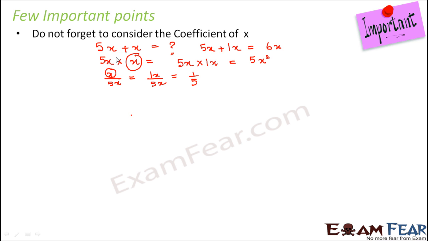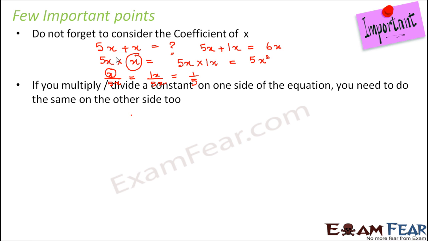Second point, if you multiply or divide a constant on one side of the equation, you need to do the same on the other side too. For example, you have an algebraic expression 3x plus 4 is equal to 9y minus 2. Let's say this is an equation that you have. Now, if you say that you are multiplying 4 on the left hand side, that actually means that you need to multiply 4 on the right hand side as well.